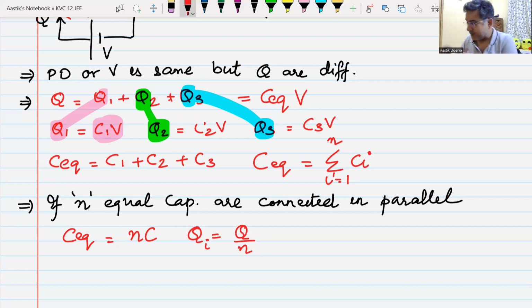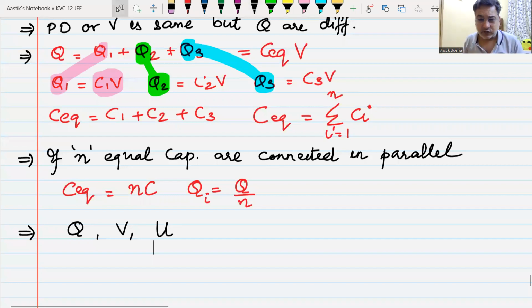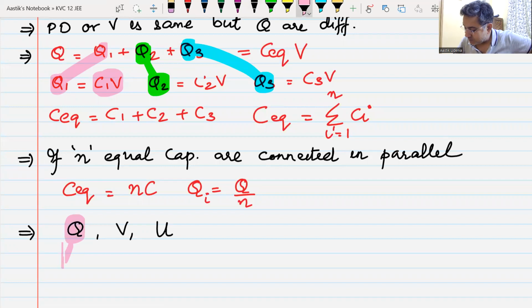Now, again, we have only seen three things: total charge Q on each capacitor, the potential drop across each capacitor, and the energy stored in individual capacitors. Can you now tell me in this case, what are they coming proportional to? The charge on each capacitor will be coming proportional to what? C. It will be coming proportional to C.